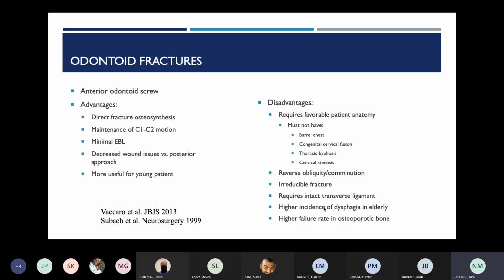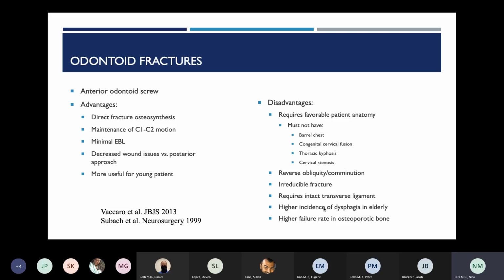So the advantage of odontoid screw placement is you get, again, direct fracture healing or compression osteosynthesis. You maintain the motion at C1-2, minimal blood loss. It's more useful for a younger patient and has decreased wound issues. Disadvantages, it requires favorable patient anatomy. So we've seen this, patients with a barrel chest, it's hard to get that angle to place the screw. If they've got congenital cervical fusion or kyphosis, thoracic kyphosis or stenosis, it's hard to get a screw placed because you can't move the neck as much.